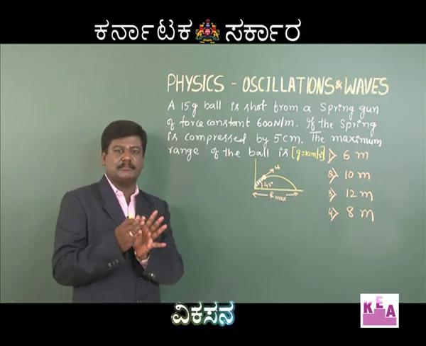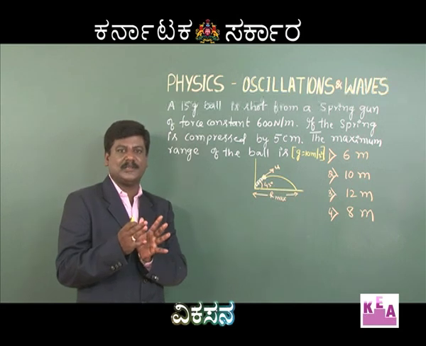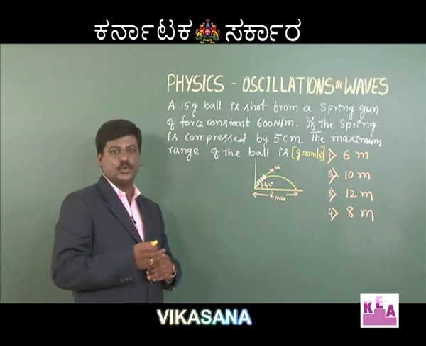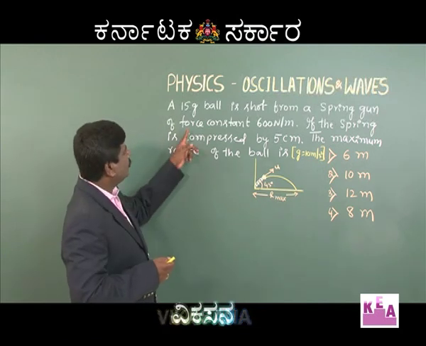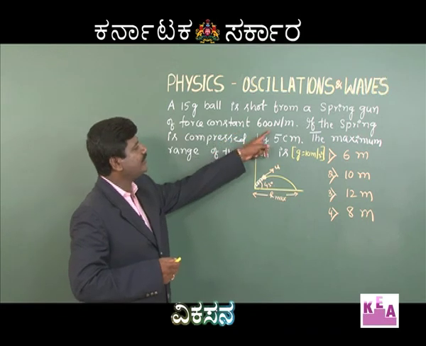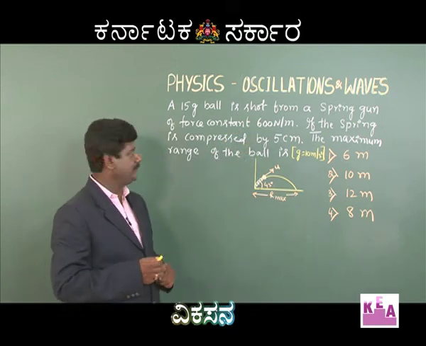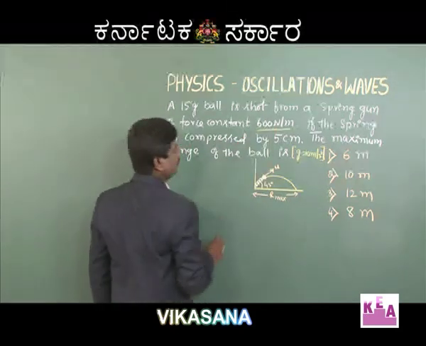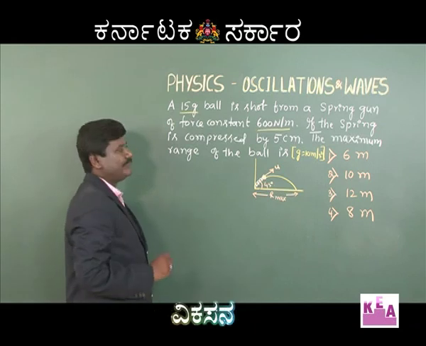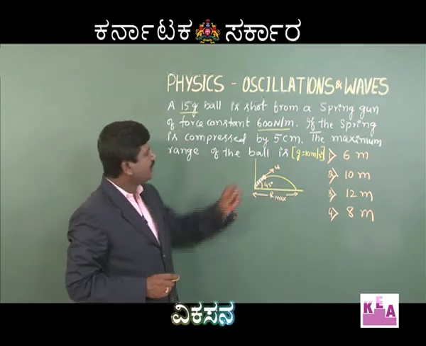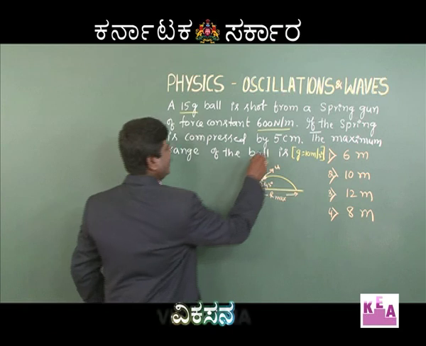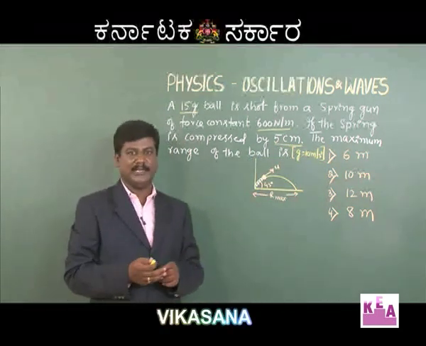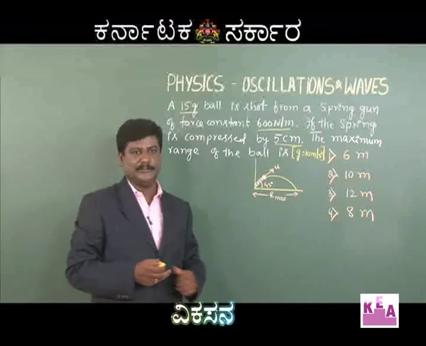When the spring is compressed, the spring possesses potential energy. With the help of that potential energy, you can shoot the ball. That spring has a force constant equal to 600 Newton per meter, that is the value of k. The mass of the ball is 15 gram. Now the spring is compressed by 5 centimeter. That is called compression in the spring, denoted by x. So x is 5 centimeter.